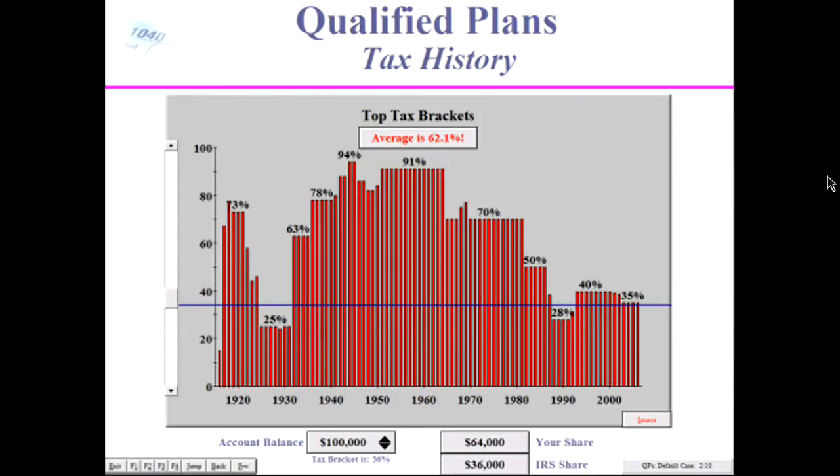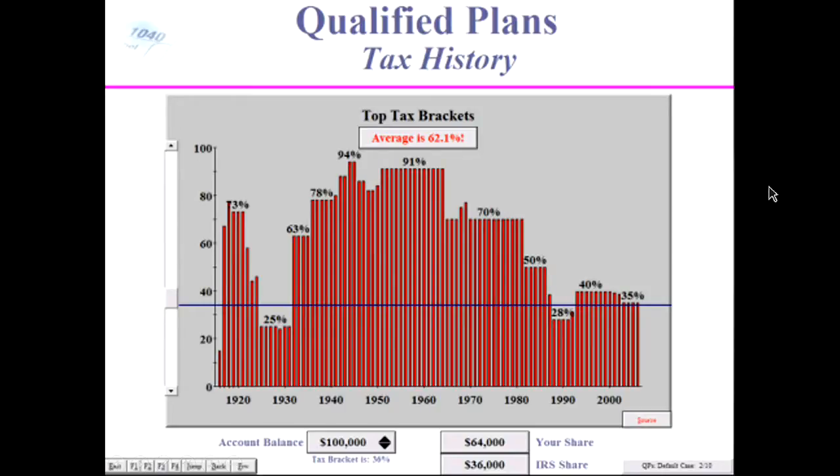This is the historical tax history over the last 100 years. In fact, 2014 was the 100-year anniversary of the IRS tax code. You can see that we are in the 3rd lowest tax bracket in history. I mean, back during World War II, you can see 94% was the average tax bracket, right? So imagine being only able to keep 6 cents on every dollar that you make.